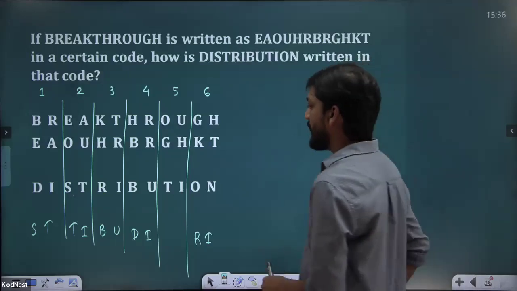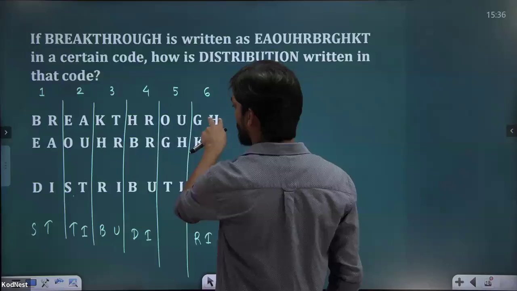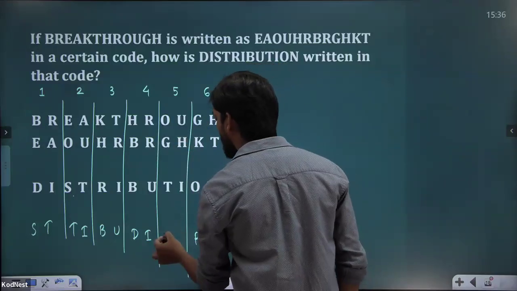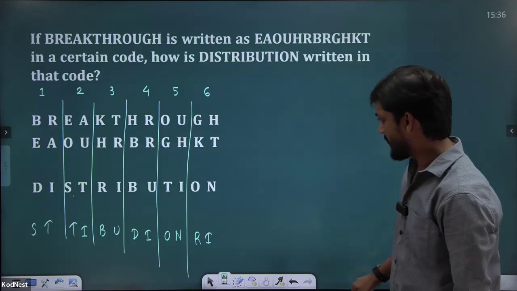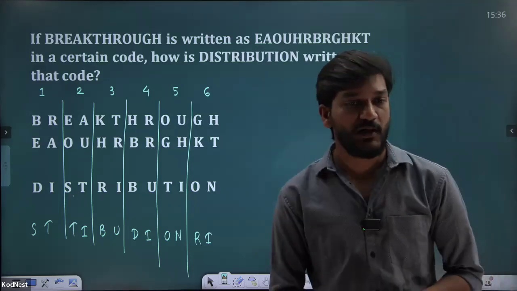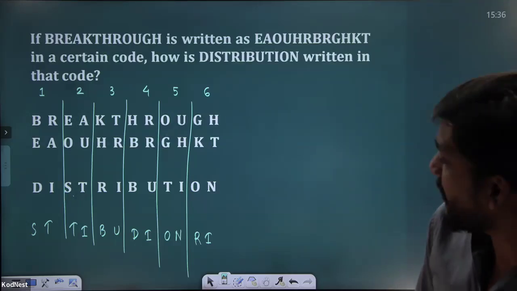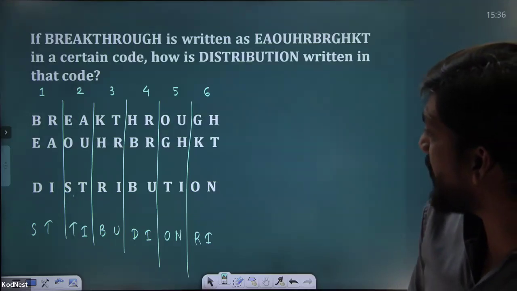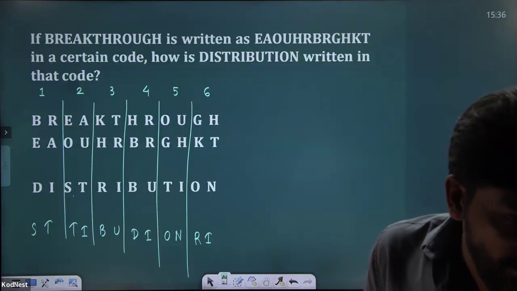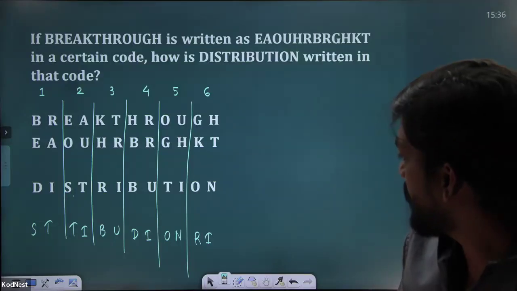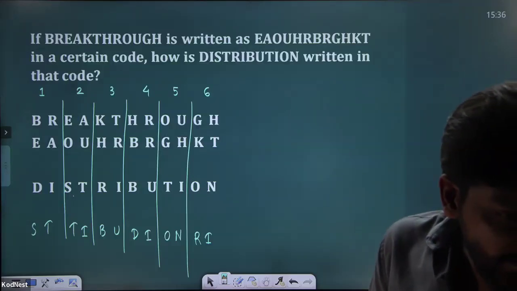Okay. Now next is what? GH. So GH is going to this place. ON is going to this place. So this is your code for this. Please match this code. Are you getting the same answer? STTI, not BIBU. STTIBI DUONRI. Okay.